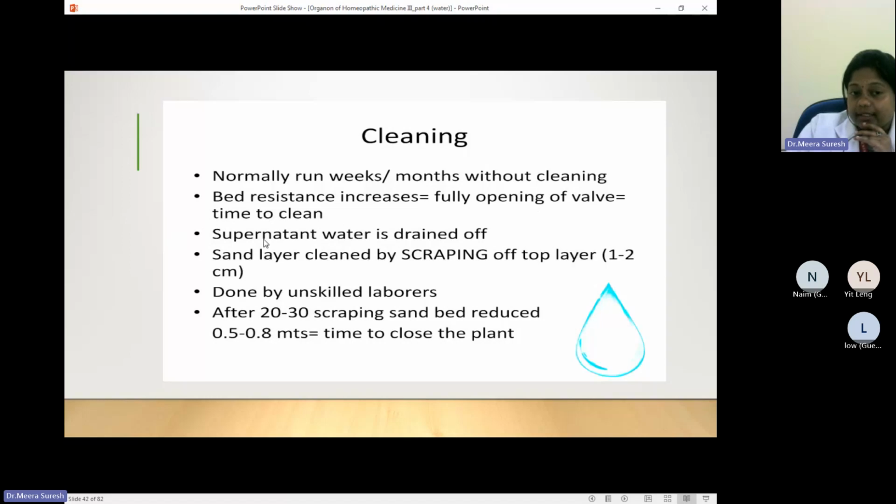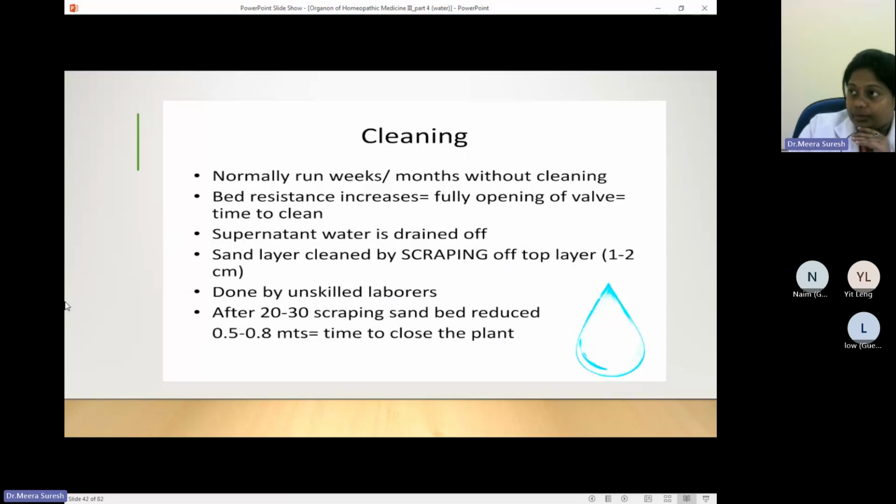During cleaning, the supernatant water is drained off. The sand layer is scraped for 1 to 2 centimeters, and it is done by unskilled laborers. After 20 to 30 such scrapings, the sand bed size will be decreasing, because the superficial layer is scraped off by 1 to 2 centimeters each time. So when they do it 20 to 30 times, the sand layer will be scraped down to 0.5 to 0.8 meter. At that time it is time to close the plant. That is how it is done.